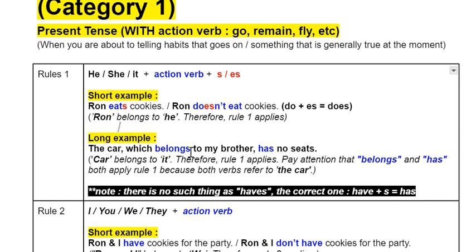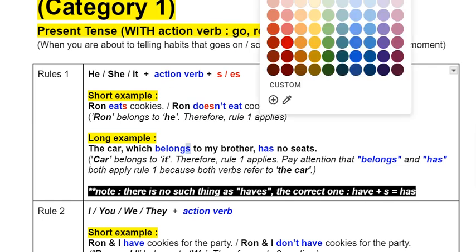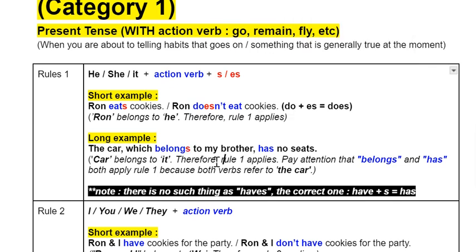The car which belongs to my brother has no seats. What belongs to my brother? The car. So the car belongs to my brother. The car belongs. Action verb plus s or es, right? This is the right one. Belongs to my brother. What has no seats? The car has no seats. So has here still refers to the car. That's why we use has instead of have.